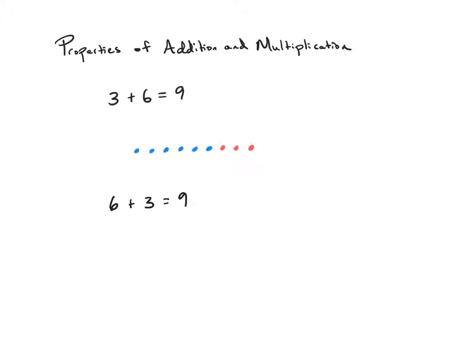But the amount or the value of the dots does not change. There's still 9 dots there. So we can say that this characteristic of addition, that we can flip numbers around and add them in different orders, is a property of addition, and this is called the commutative property of addition. The commutative property. And the word commutative has a base word of commute.